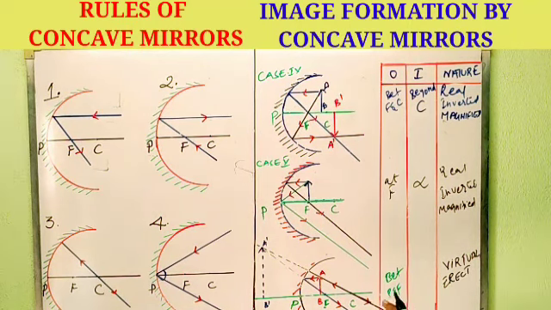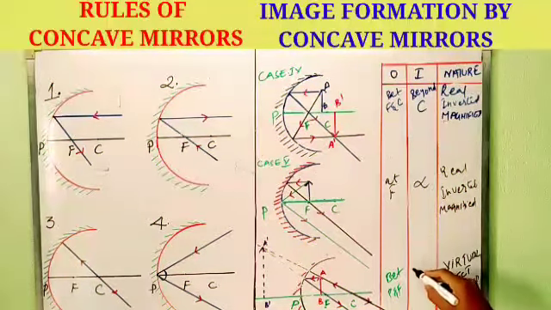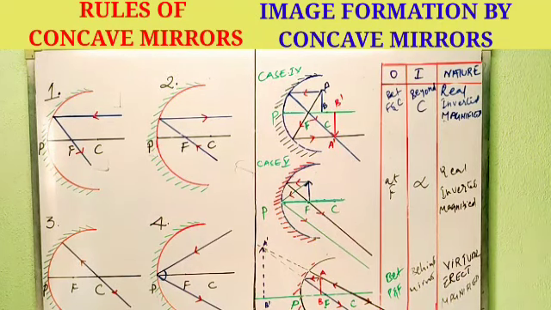If you observe the size, the object size is less than the size of the image, or the image size is more than the size of the object, meaning it is a magnified image that is formed. And where is the image formed? The image is formed behind the mirror. So this is the sixth case. If the object is kept between P and F, then the image is formed behind the mirror. And what kind of image is it? It is a virtual, erect and magnified image.